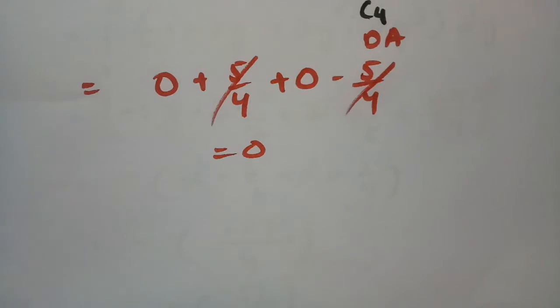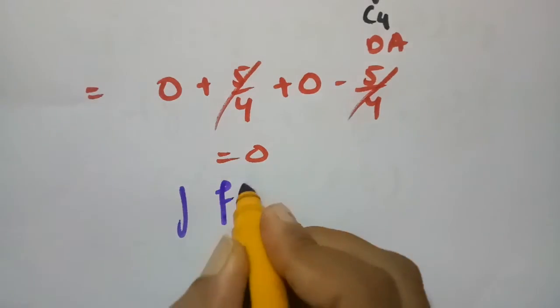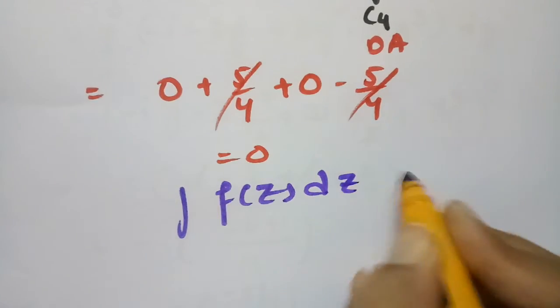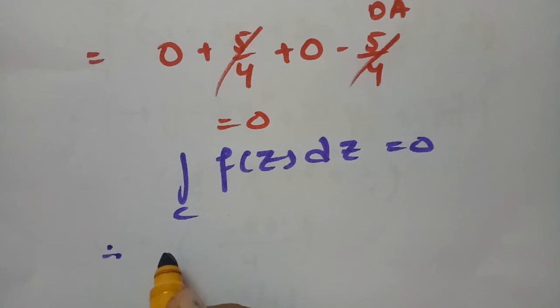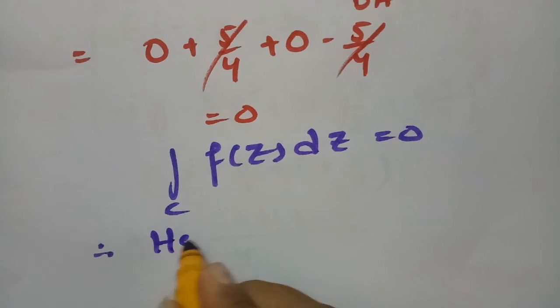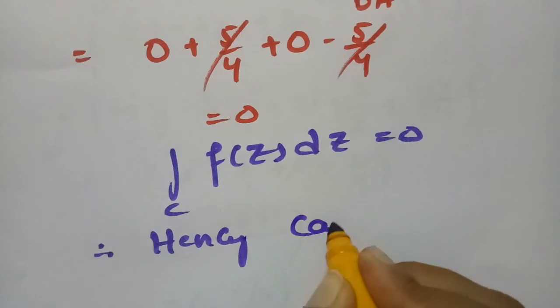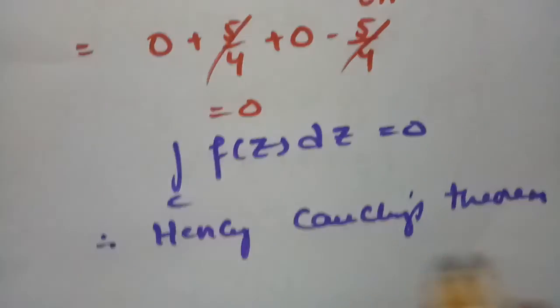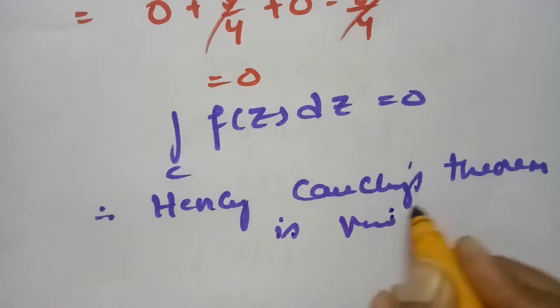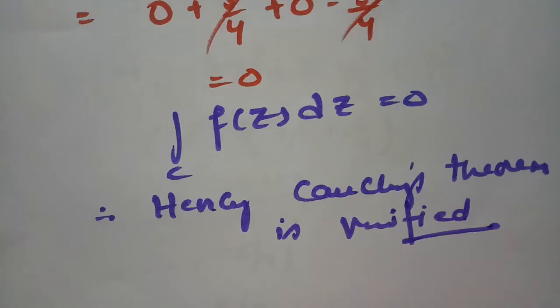Hence Cauchy's integral theorem is verified. So the integral of f(z) dz value is equal to 0. Therefore we have to verify Cauchy's theorem. Hence Cauchy's theorem is verified. So this is how we have to solve.